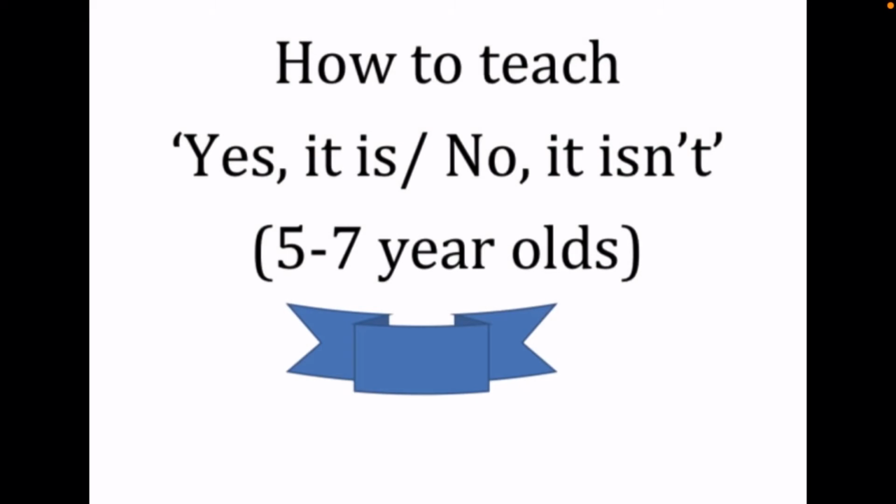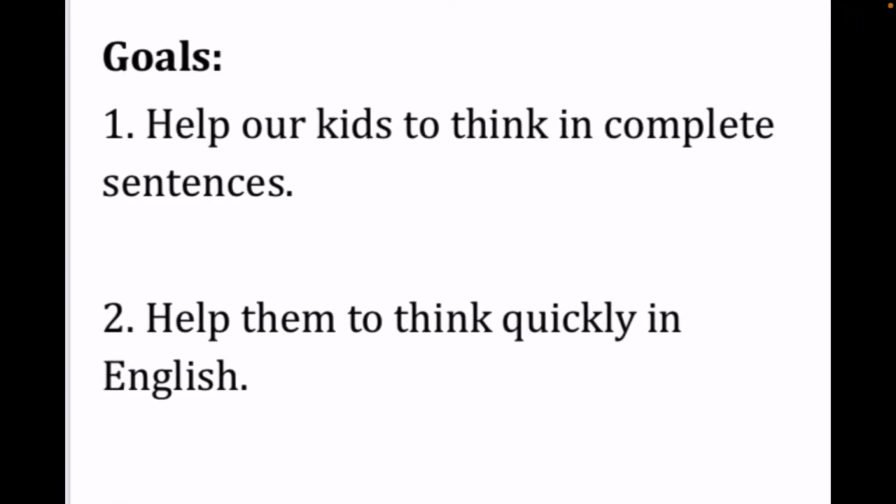So today we are going to see how to teach yes and no answers for kids who are around 5 to 7 years. Our main goal here is to help our kids to think in complete sentences. At this age, typically a child wouldn't use full sentences when answering questions. They would just say yes or no. So we are trying to help them to construct meaningful sentences using yes and no here.